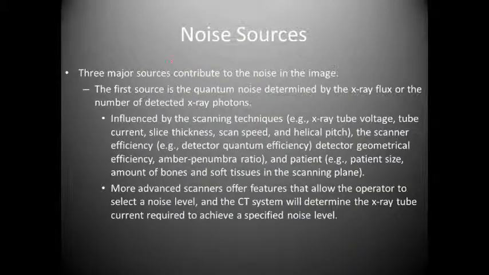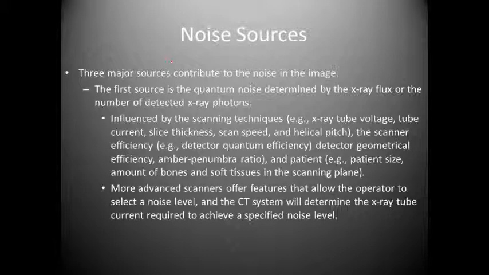So that brings us to the sources of noise. There are 3 major sources that contribute to the noise in the image. The first source is the quantum noise determined by the X-ray flux or the number of detected X-ray photons. It's influenced by the scanning techniques such as the X-ray tube voltage, tube current, slice thickness, scan speed, and helical pitch. The scanner efficiency, such as detector quantum efficiency, detector geometrical efficiency, and the patient, such as patient size, amount of bones, and soft tissue in the scanning plane.